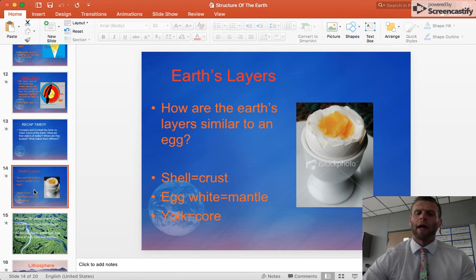So, another look at Earth's layers. How are the Earth's layers similar to an egg? Another real life comparison: if you hard boil an egg, the shell is the crust. It's very thin on the outside. You have the mantle as the bulk of it, the egg white, and then you have the yolk as the core.